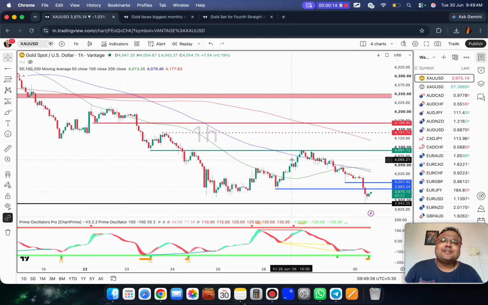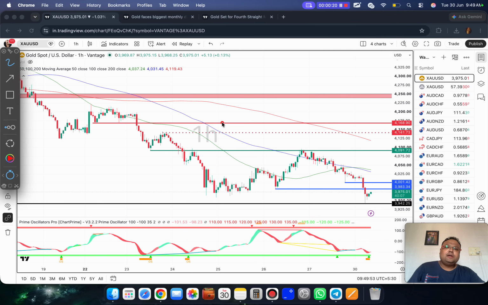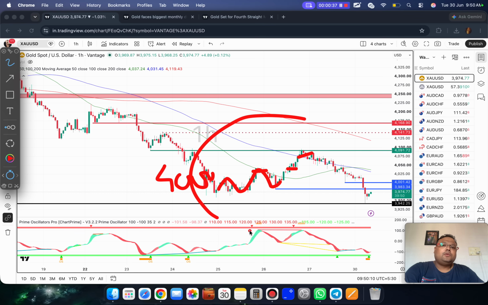So let's get started. And my dear friends, this is the hourly chart of gold in front of us, and we can see that gold is trading below 4,000 again. Last week when gold was showing recovery, gold was trading here. We discussed one thing very clearly and many times, that the up move was temporary.